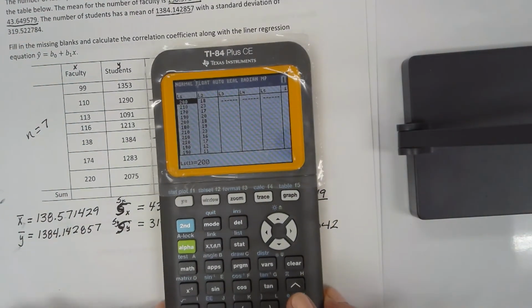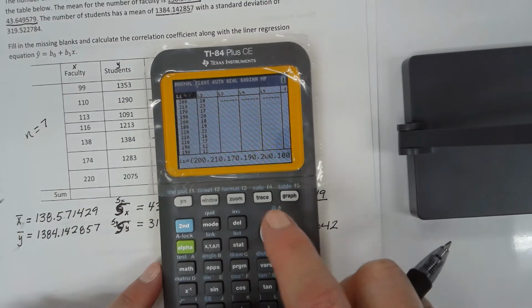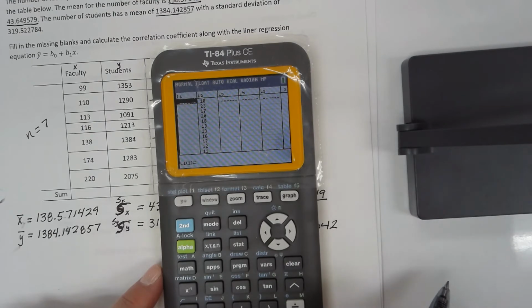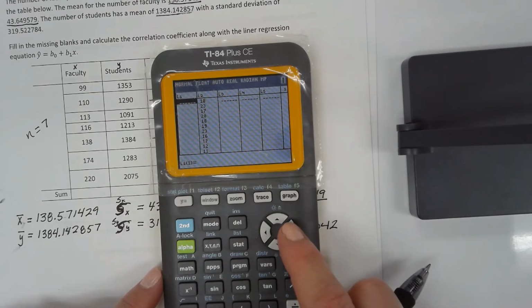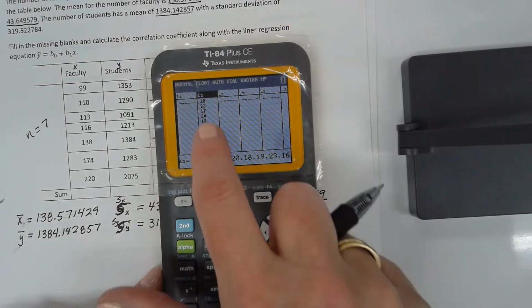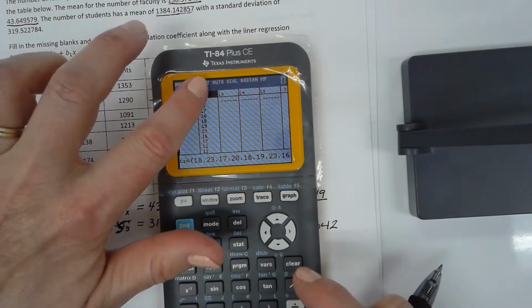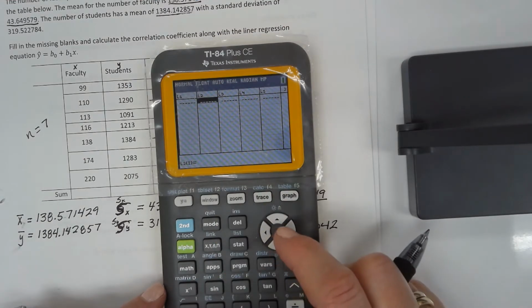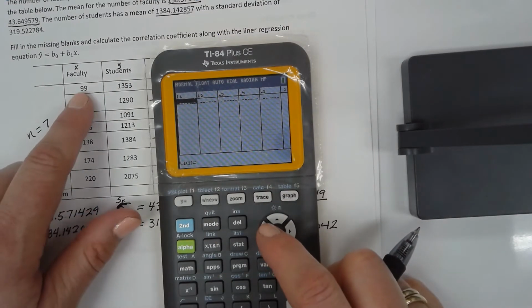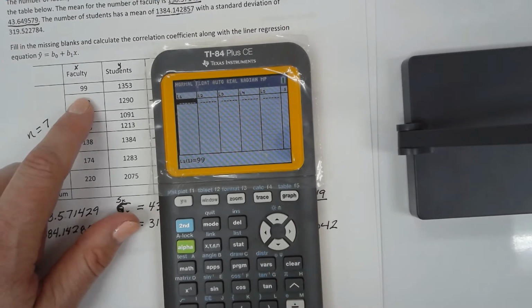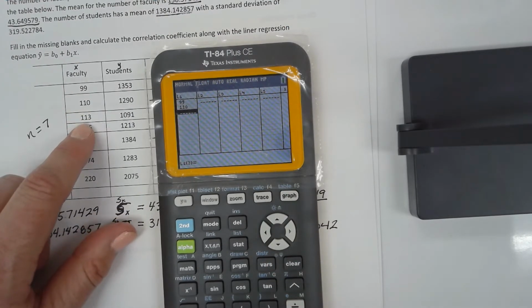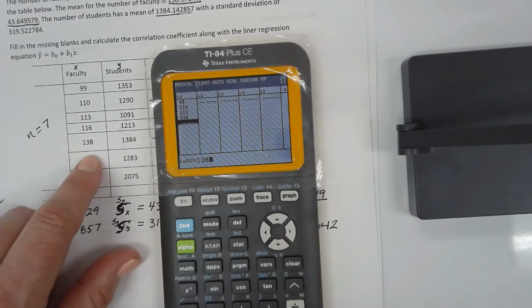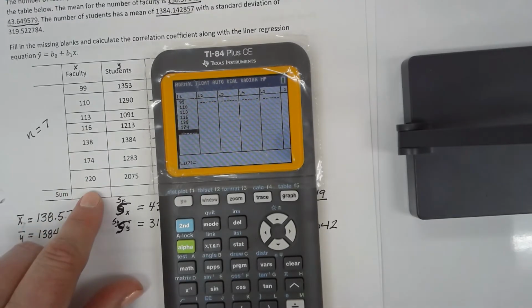If you have something in your list 1, go ahead and arrow up to highlight L1, and then clear, and then arrow back down, and it'll clear all that out. Same thing with L2, put your cursor on L2, and then press clear, and then arrow back down, and it'll clear that out. Okay? So in L1, we're going to put 99, 110, 113, 116, 138, 174, and 220.